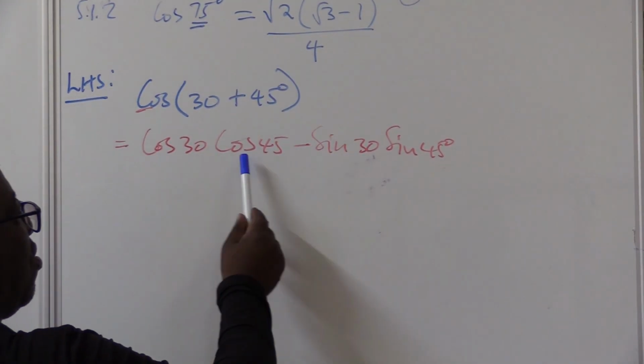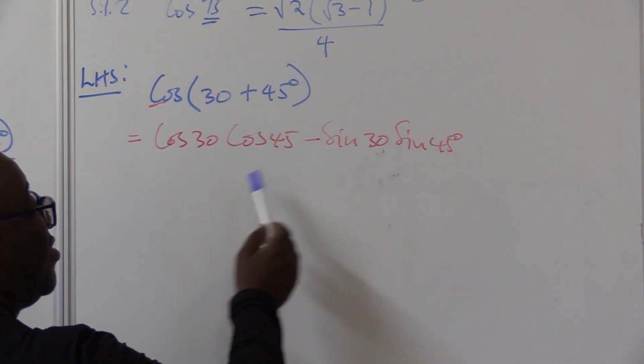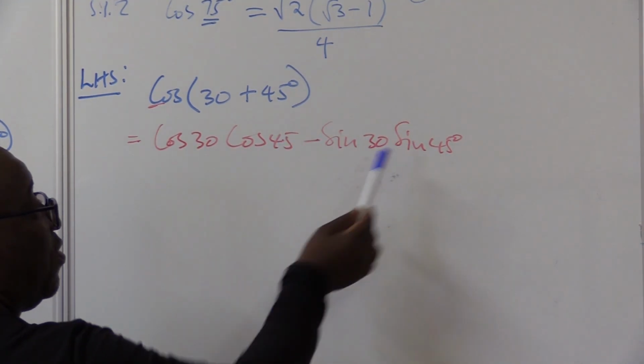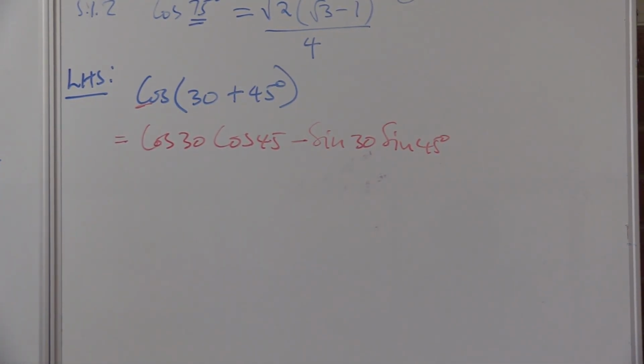Sine 30 is not, but cos 45 is the same as sine 45. So whatever I get here, I'll cut and paste it there because it is the same thing. 45 and 45, it's 90, cofunctions. This will assist me. Let's do this.